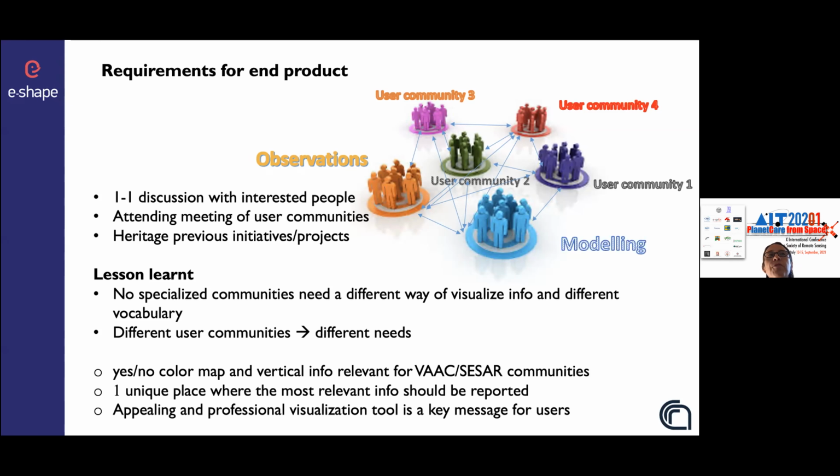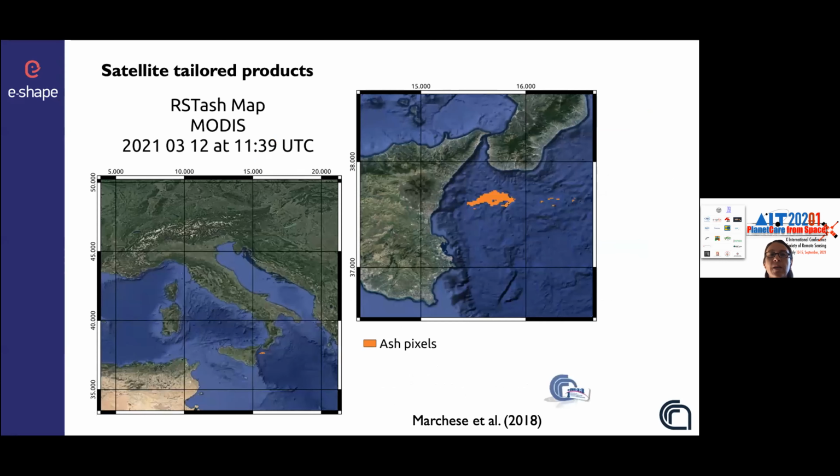And also that for a community like the VAAC or CSR, one unique place where all the relevant information is collected is much better than having sparse websites and repositories for the different data. Also important is that an appealing and professional visualization tool is a key message for the users. They want to have something which looks professional.